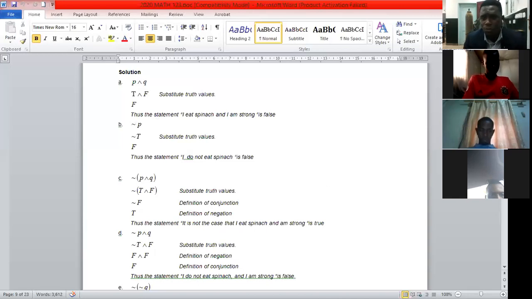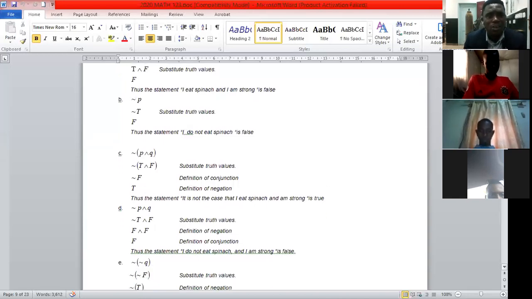Again, we move to the second one. The second one is just saying negation of P. What is P? P, they said, is true. So what is the negation of true? The negation of true is false. So you have false. And another example is the negation of P and Q.